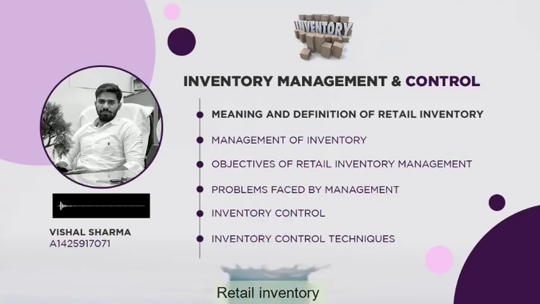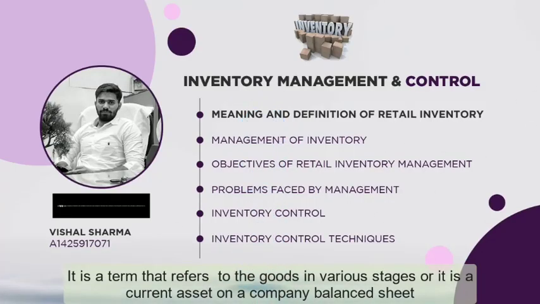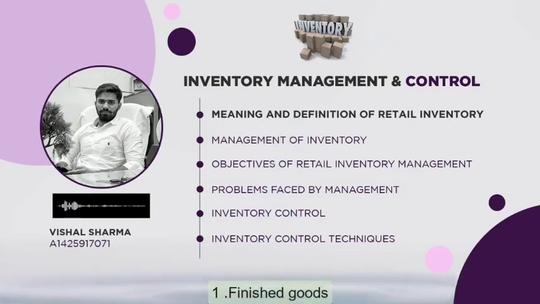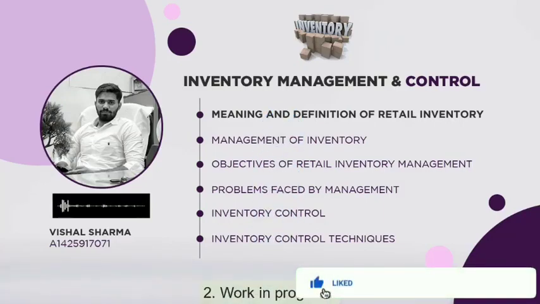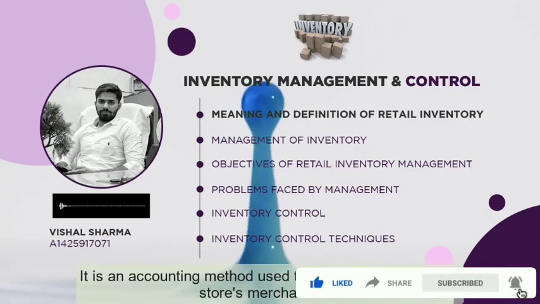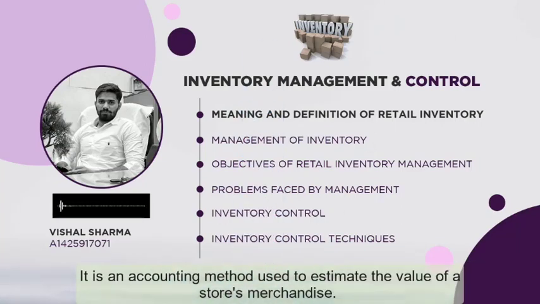Retail inventory is a term that refers to the goods in various stages, or it is a current asset on a company balance sheet. There are three stages of completion of retail inventory. First, finished goods. Second, work in progress. Third, raw materials. It is an accounting method used to estimate the value of store merchandise.